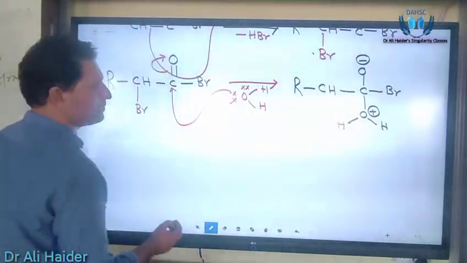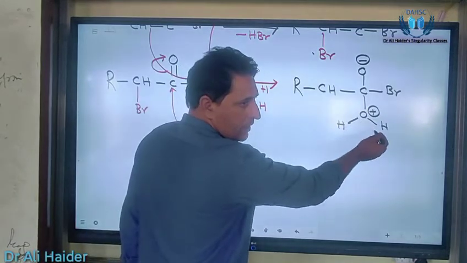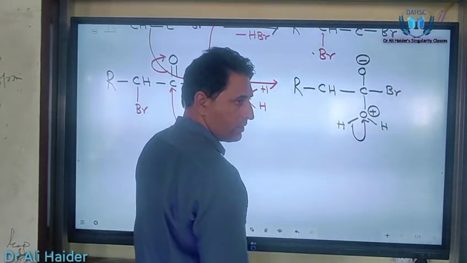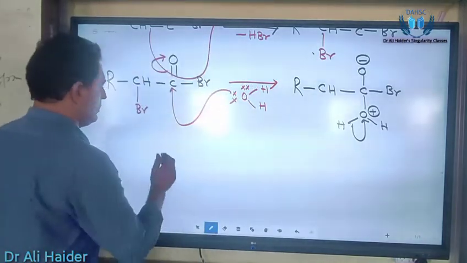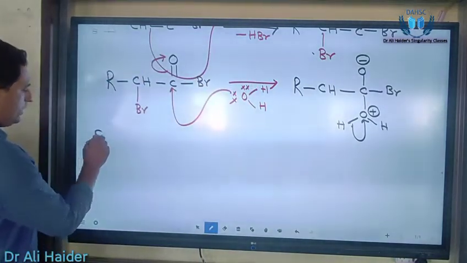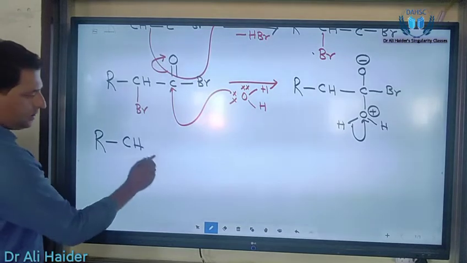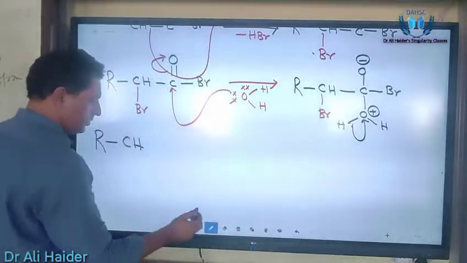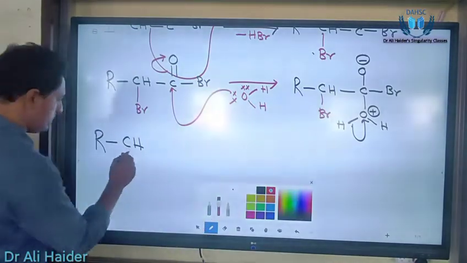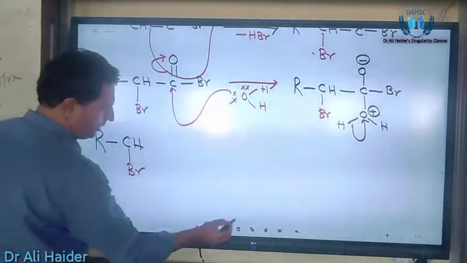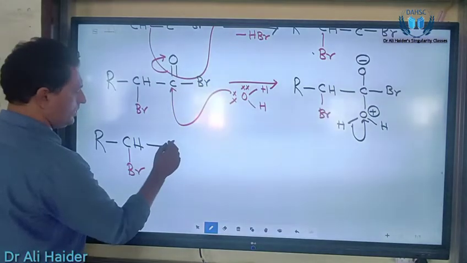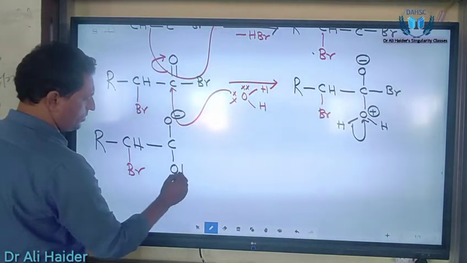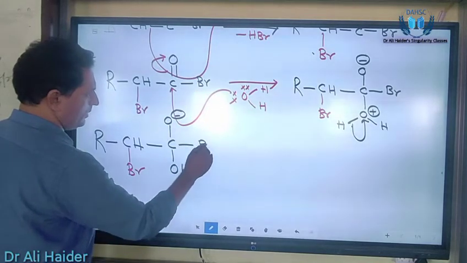Next what will happen? One of these OH bonds will break. Where will its two electrons go? Here. You got it? So what you will get? R CH. Now here is Br. I forgot to write, Br is here. So now it is CH Br single bond C O minus. Now this is OH single bond Br.